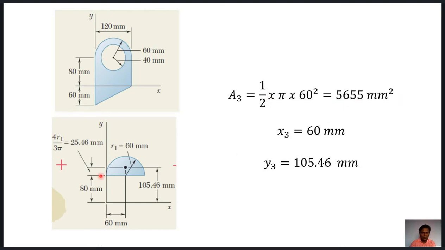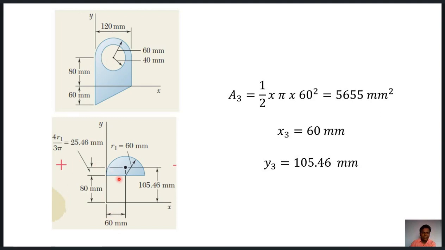Now afterwards, if you observe the semicircle, its centroid lies at this point, whose distance from the y-axis is 60 millimeter. It is given in the example. Here this is the center of this circle, and the radius of this outer semicircle is 60 millimeter. So you can see that the distance of the centroid from the y-axis is 60 millimeter in this case. So x3 becomes 60.